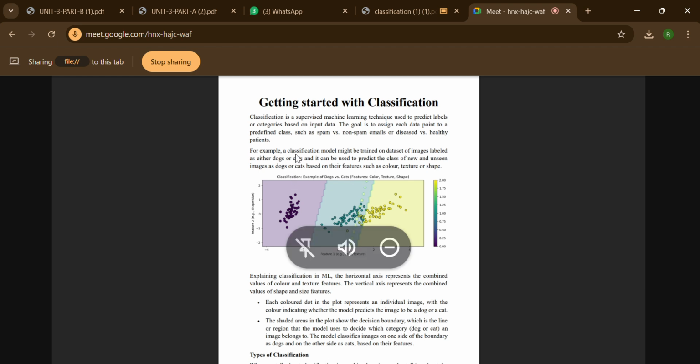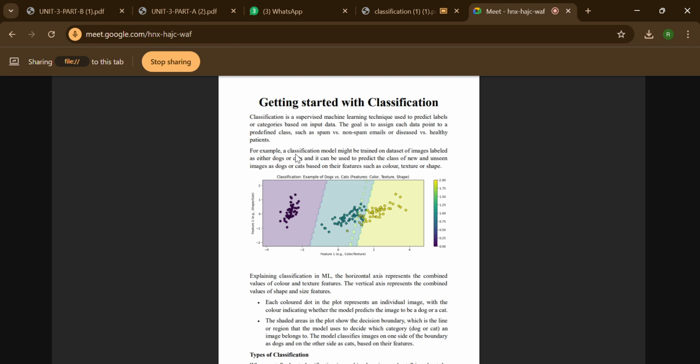Suppose we train a model with images labeled as dogs or cats. This model learns patterns, color, texture, shape, and size. When a new image comes, the model checks its features and predicts whether it's a dog or a cat.